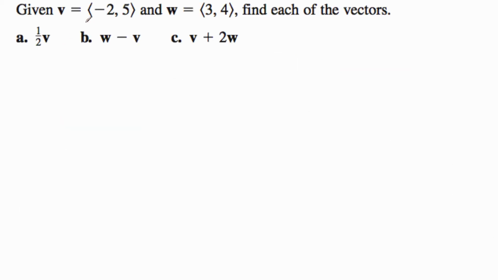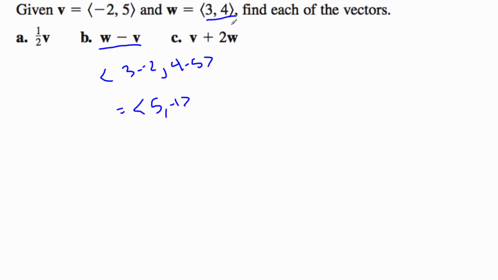Now, suppose I have v is negative 2, 5, and w is 3, 4. Let's say we do this one right here, because that one's pretty easy. w minus v. All right, the easiest way to do this, we're going to start here with w, and we're going to subtract this term. So this is 3 minus negative 2, 4 minus 5. So this is, let's see, 5, negative 1.